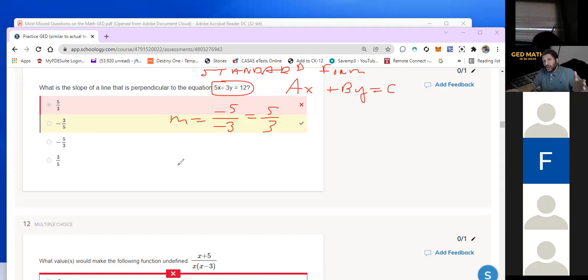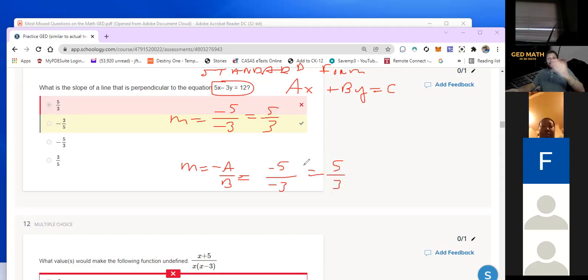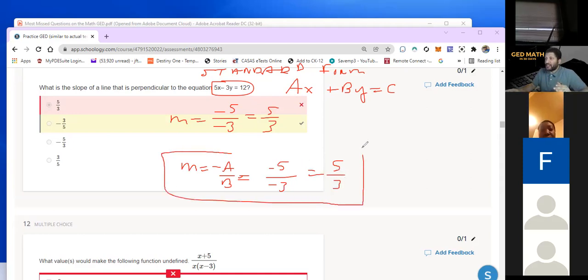Just in case you're new this evening, the easiest way to find the slope from a standard equation is to take the opposite of A and put it over B. So A is 5, that's where she got negative 5 from. And then B is negative 3, and two negatives make a positive. So now, that's the slope of this equation.